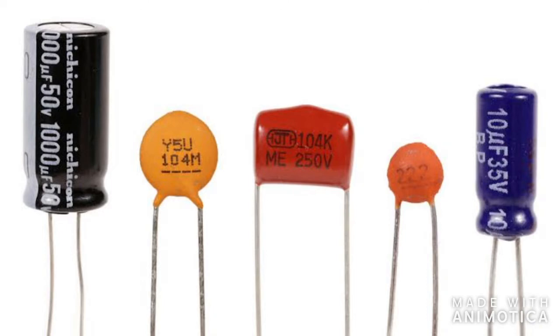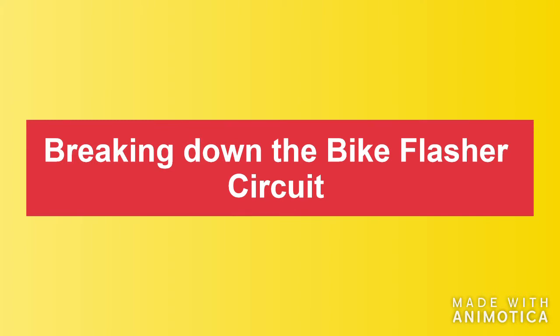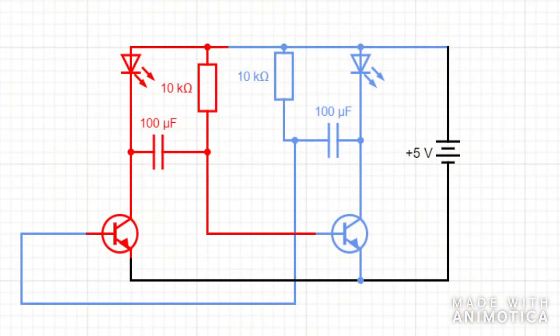Okay, so now we know how the components operate. So now we'll move on to seeing how the actual circuit works. I've created a circuit diagram so you guys can see it more clearly and easily. The different colors indicate the different pathways that the current takes.